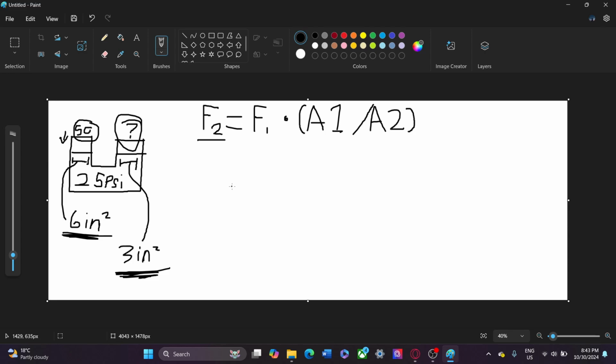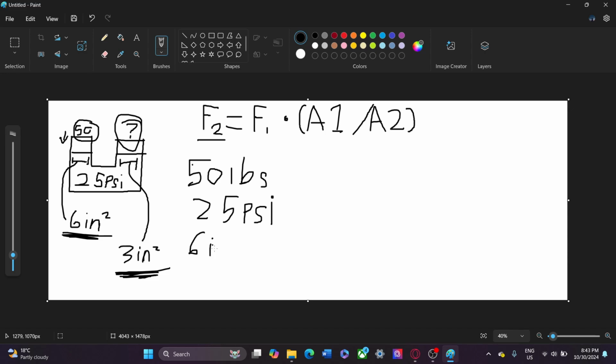So, first, let's work to find our factors. First, let's try and find our force 1, right? First, we're looking at 50 pounds, 25 psi. Here, I'll write this out. We have 50 pounds, right? 25 psi.